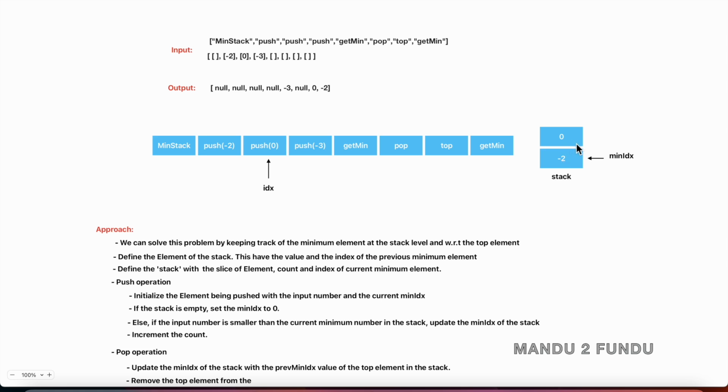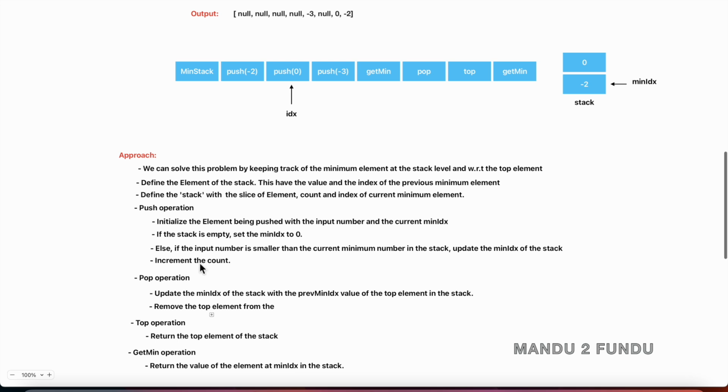For example, when we pop out the current minimum number which is present at the top, when we remove that, the index should point to the next minimum number present in the stack. So we always have to remember what was the previous minimum index whenever we add an element. So with these two pieces of information, we should be able to return the minimum number present in the stack in order of 1 time. So that's what I have listed here.